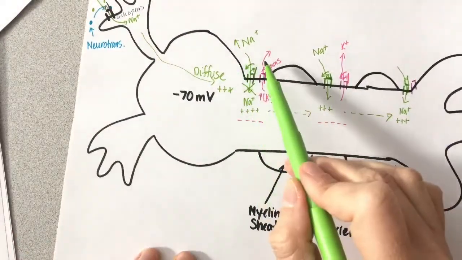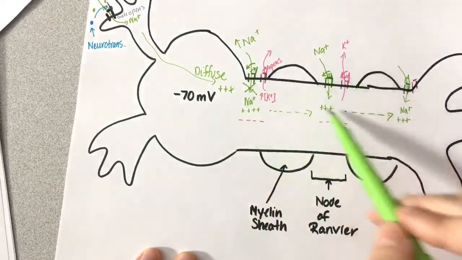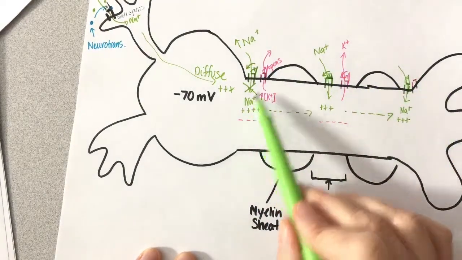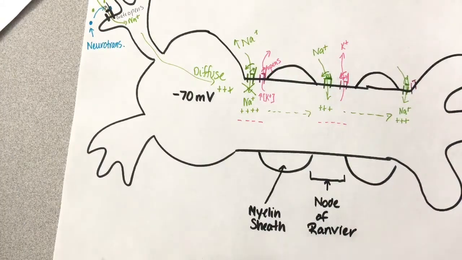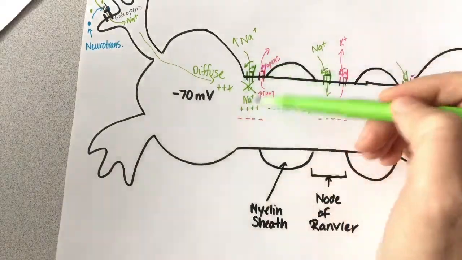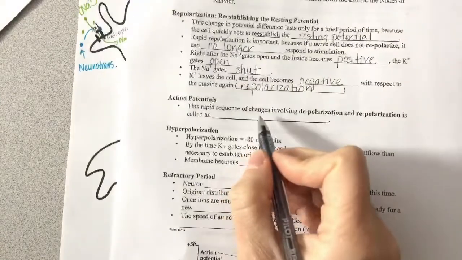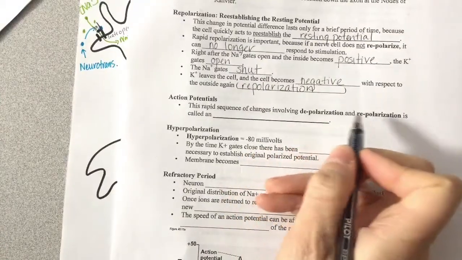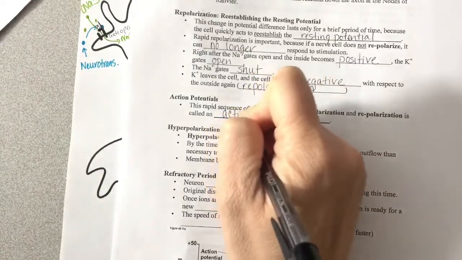So at each node, depolarization and repolarization happens. And that signal goes from node to node down the axon. And that movement of that signal and what happens here is called an action potential. So an action potential, the rapid sequence of changes involving depolarization and repolarization, is called an action potential.